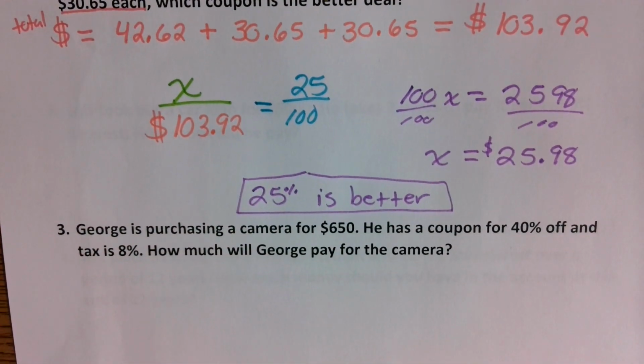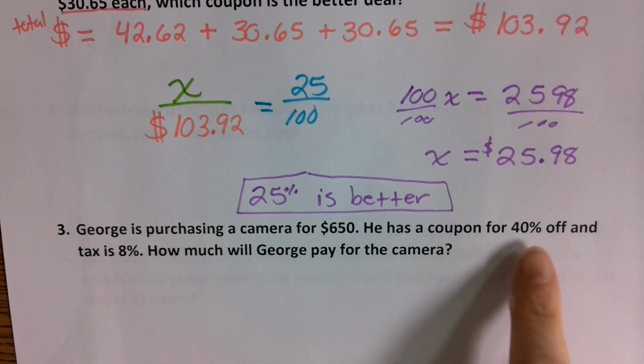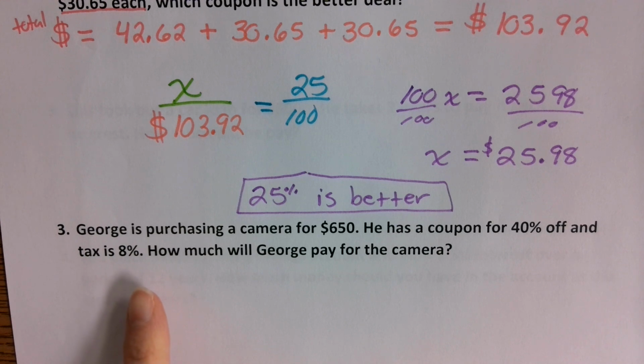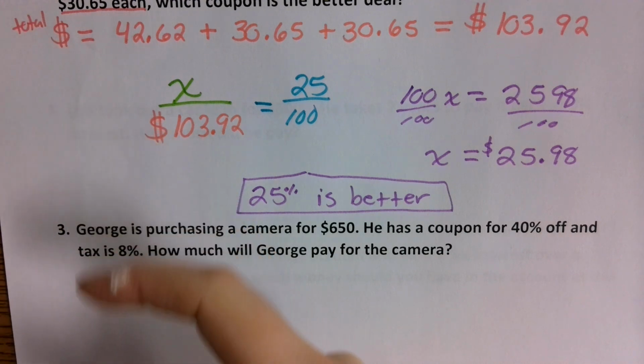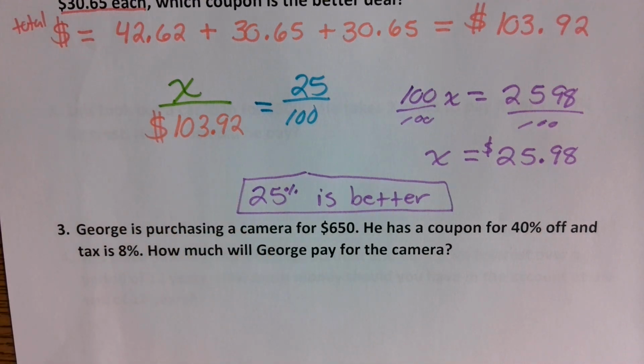All right, last question. George is purchasing a camera for $650. He's got a coupon for 40% off, and tax is 8%, so we want to know how much he is going to pay for the camera. This is like scenario B right up here. Scenario B, discount and then tax. We're going to do discount, then tax.